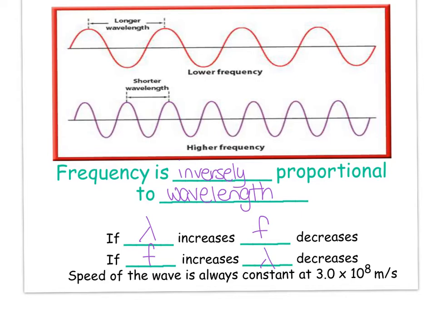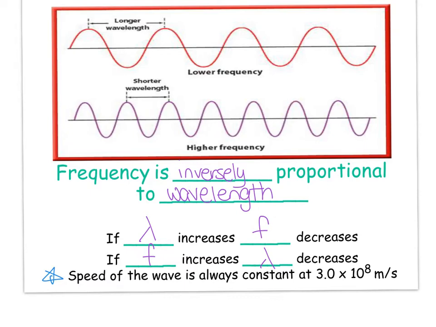And just like from the homework, the speed of the wave is always constant at 3.0 times 10 to the 8th meters per second. Same as the speed of light, absolutely. So the speed of the wave never changes. So that's always going to be constant.